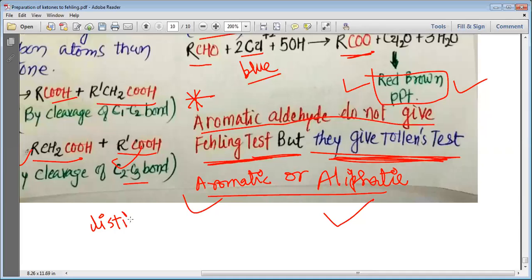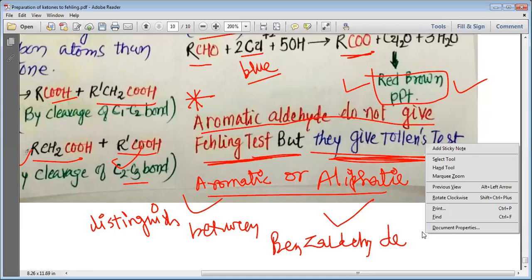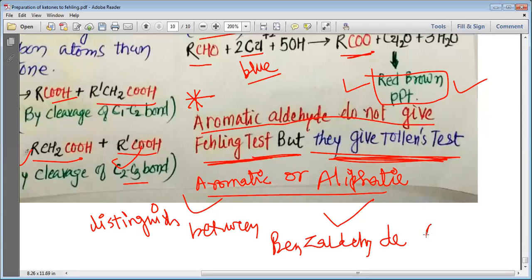distinguish between benzaldehyde and acetaldehyde. They may not directly ask you about ethanol; they tell you acetaldehyde and benzaldehyde.